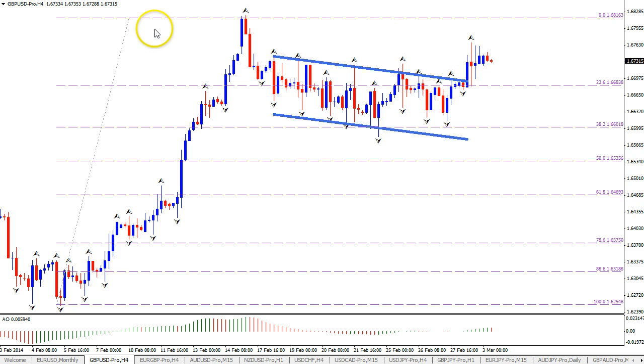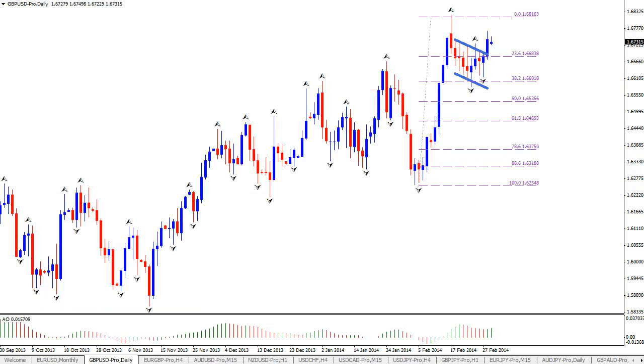So will we have enough momentum and steam to push forward to higher ground? Let's take a look at the daily chart to see what kind of trend we have here.